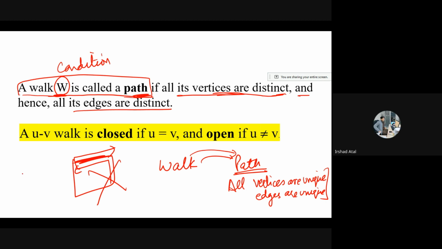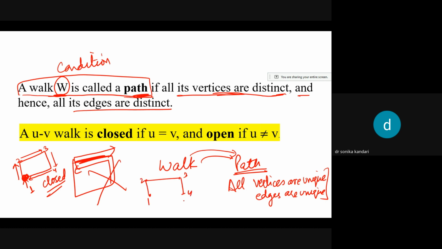When you come back to your own point, suppose you started at point 1, you move to point 2, you move to point 3, you move to point 4, again you come back to point 1. It is a closed walk. And open: suppose you started from 1, you move to 2, you move to 3, you move to 4, and you have not come back to 1 again. This is open. This is u, this is v. It means u is not equal to v, so it is open.